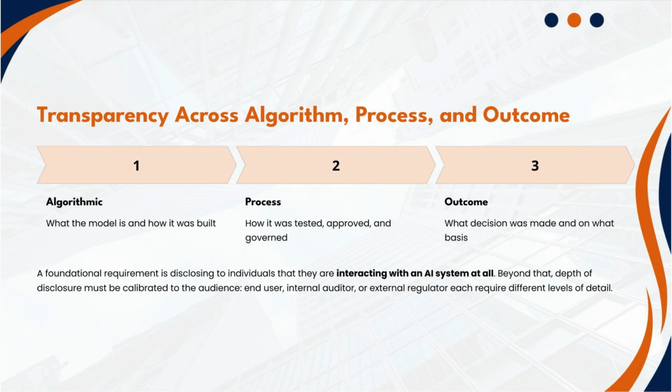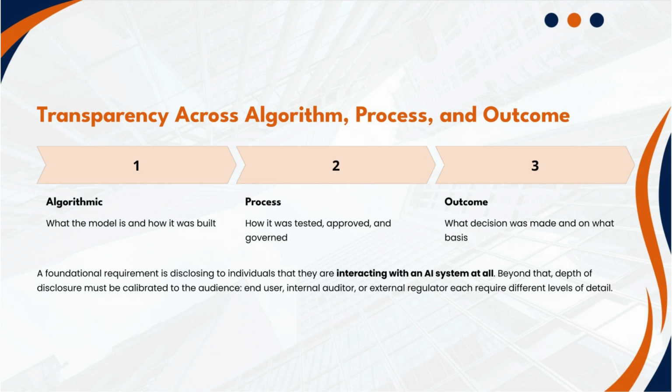Layer 2, the process. How was this built and governed? What data trained it? Who reviewed it? What testing did it pass? What were the design decisions and who made them? This layer is often the most important for accountability, and it's the one most often missing because nobody wrote it down at the time. Layer 3, the outcome. Why this specific decision for this specific person? This is what the affected individual actually wants, not how the model works in general. Why me? Why this? And what can I do about it?